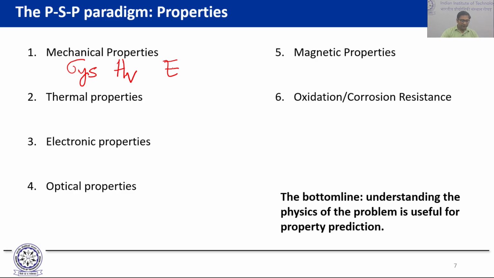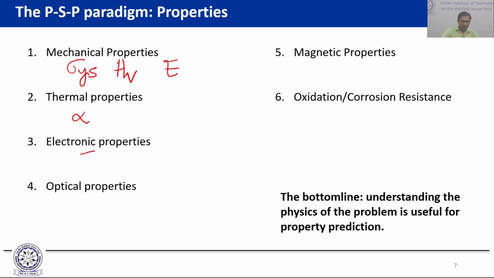Then you can have thermal properties. Things like the coefficient of thermal expansion and thermal conduction are another type of properties that are of interest in a variety of materials. If you are working with high temperature materials or thermal insulators, having an idea of the thermal properties is always going to be good, and having the ability to predict the thermal properties will also be quite useful. Then you have got electronic properties.